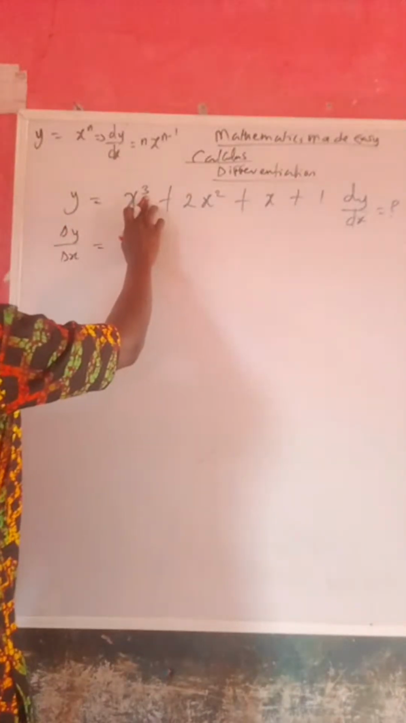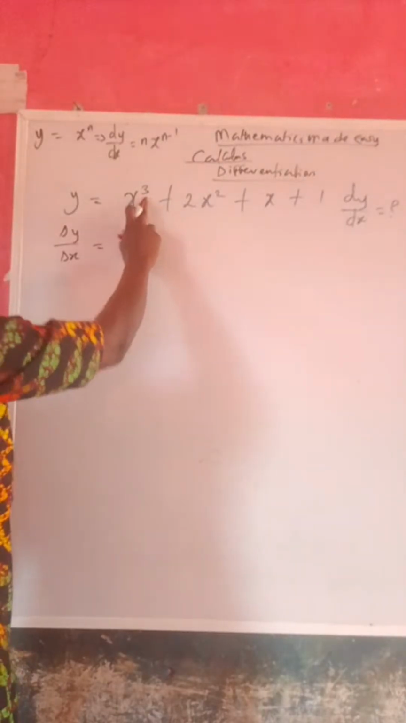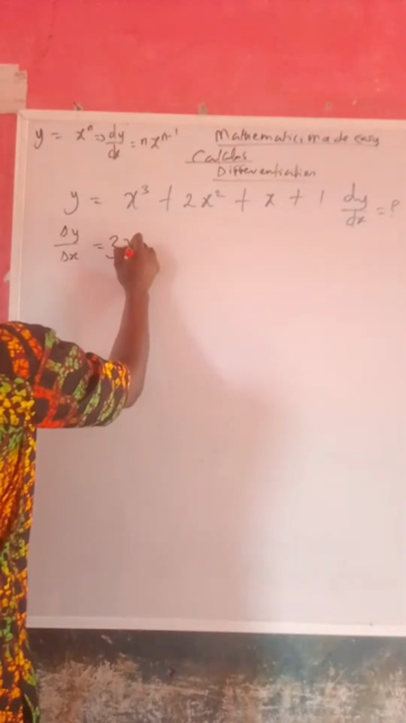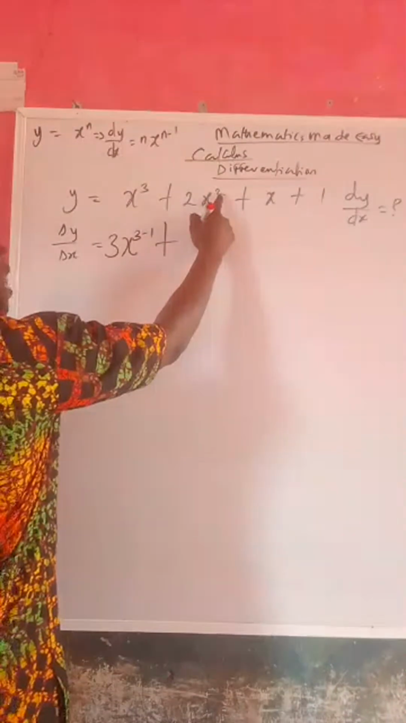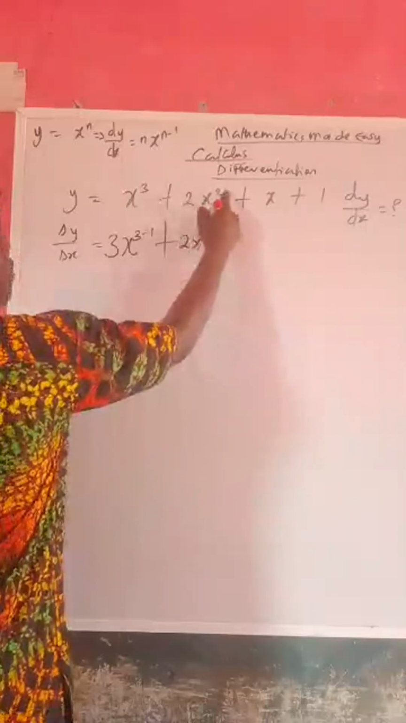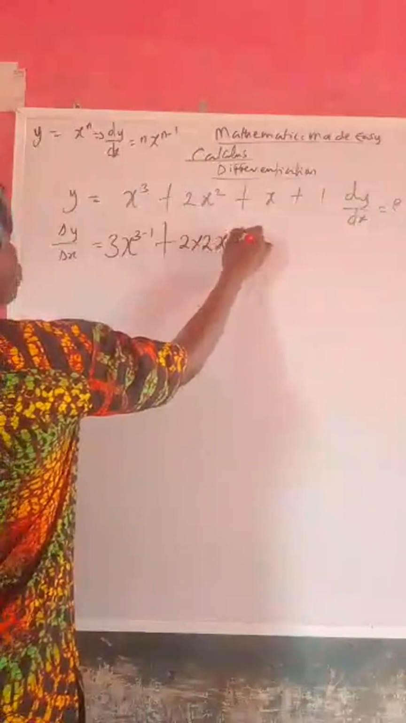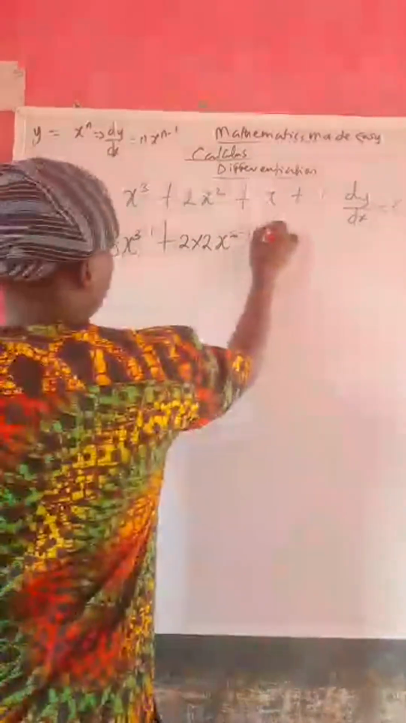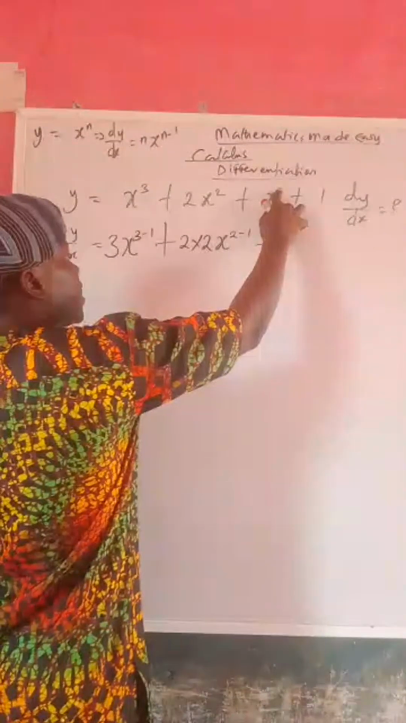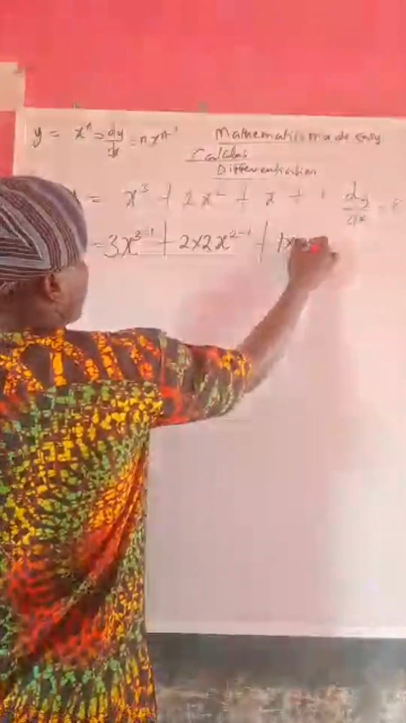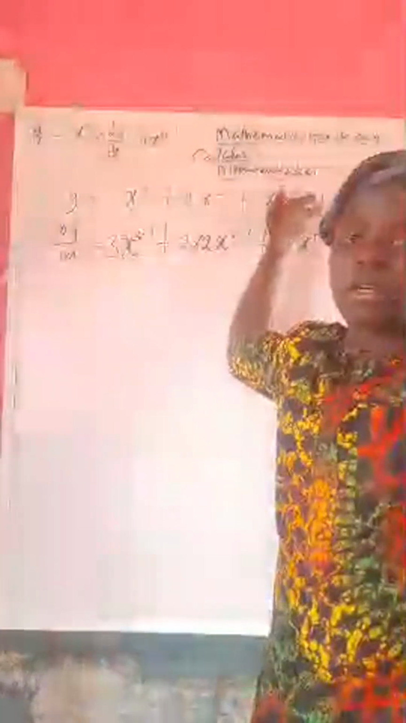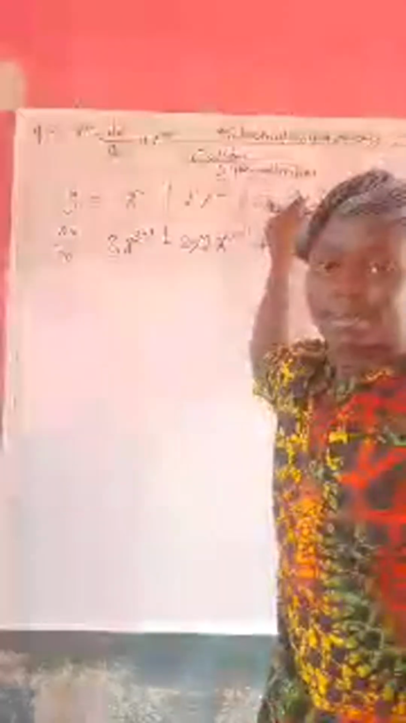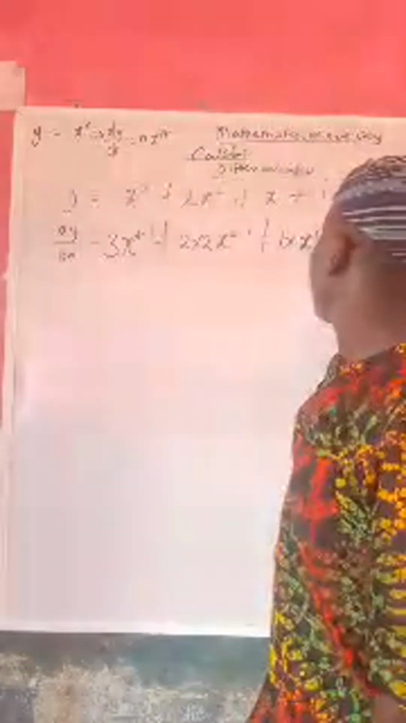Now right here, the value of n is 3. So we have 3 multiplied by x raised to the power of what? 3 minus 1. Plus the value of n here is 2. That will be 2 multiplied by the 2 here, then multiplied by x raised to the power 2 minus 1. Then plus the value of n here is what? 1. We have 1 multiplied by x raised to the power 1 minus 1. And remember, if you differentiate a constant, even if it is 1 million, 1 trillion, quadrillion, centillion, any constant, it is 0. So if we differentiate 1, we get 0.